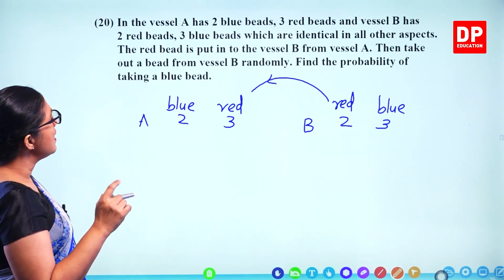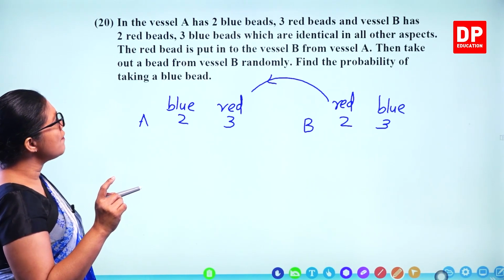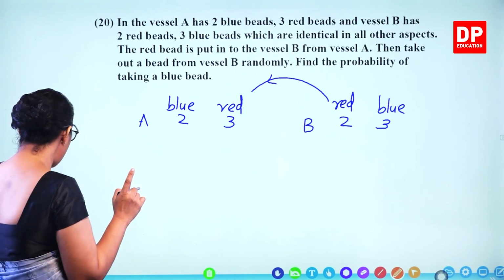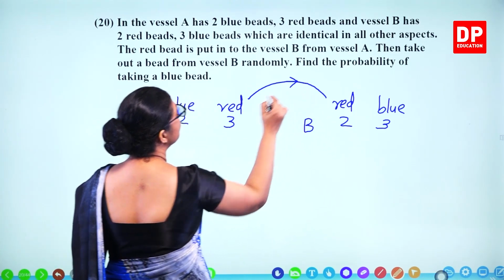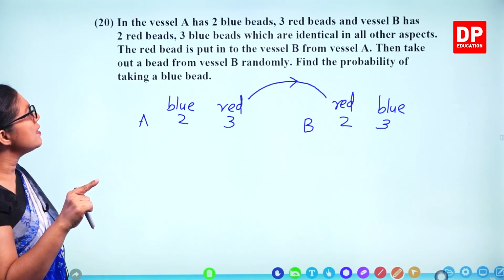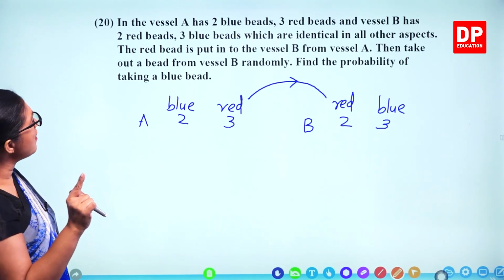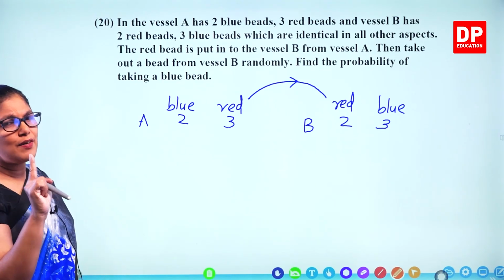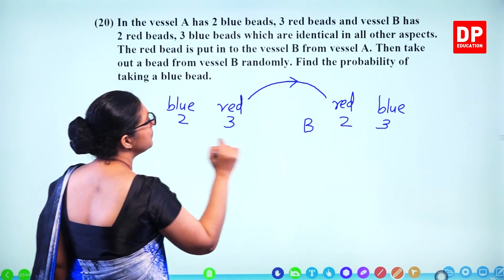So here it says all these are identical ones. The red bead is put into vessel B from vessel A. Other way round, from vessel A, this way. So red one we put. Then take out a bead from vessel B randomly. So it says one red bead is put into the vessel. So one red one they put. So how many red ones are now in vessel B?